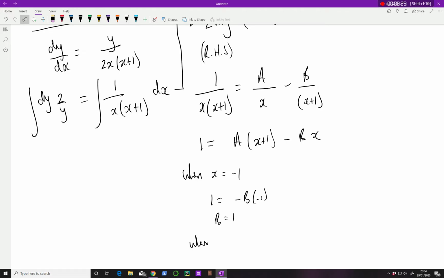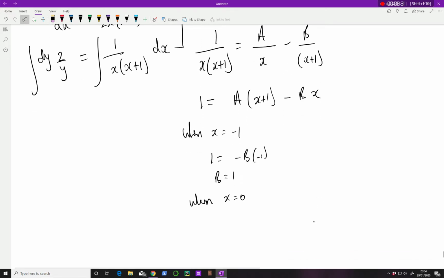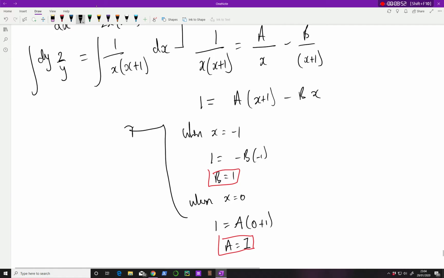Likewise, in order to get rid of the b, when x equals 0, I get 1 equals a. Well, 0 plus 1, so a equals 1. Okay? So a equals 1 and b equals 1. And just so that I don't waste space here, I'm going to take that over there. A equals 1 and b equals 1.